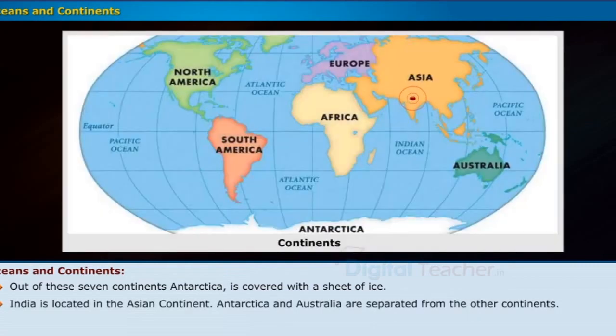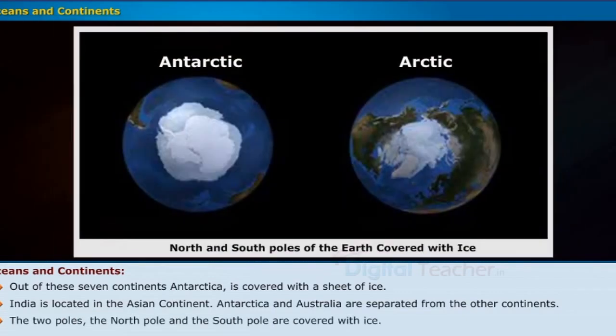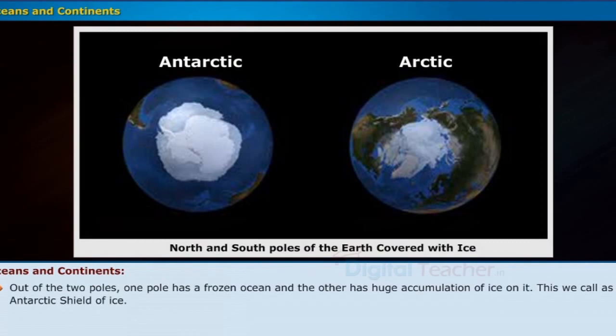India is located in the Asian continent. Antarctica and Australia are separated from the other continents. The 2 poles, the North Pole and the South Pole, are covered with ice. Out of the 2 poles, one pole has a frozen ocean and the other has huge accumulation of ice on it. This we call the Antarctic shield of ice.